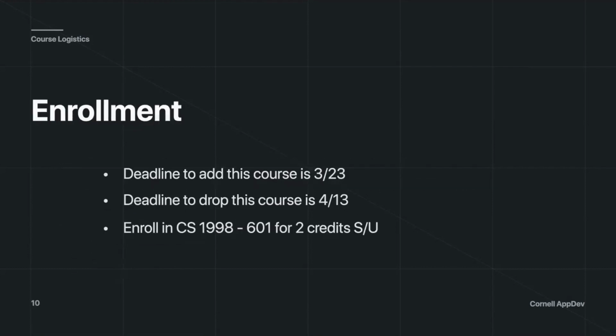Just a few enrollment things. The deadline to add this course is March 23rd, and the deadline to drop it is April 13th. Please make sure that you are enrolled in Student Center, CS 1998, Section 601. We should hopefully have added you to CMS, but if you join the class today, you might not be in it yet. We should also have sent you an email yesterday with an Ed link, so hopefully you've joined.